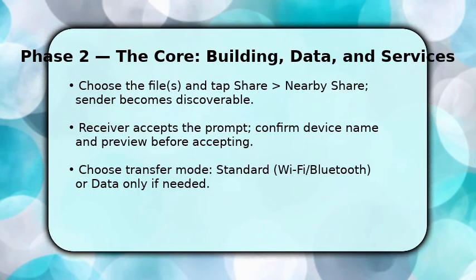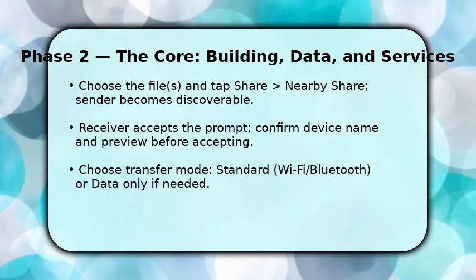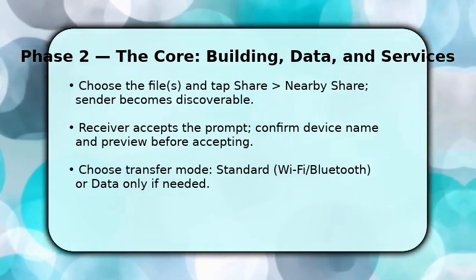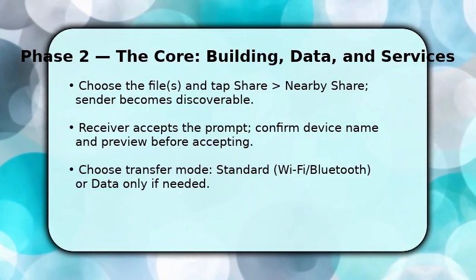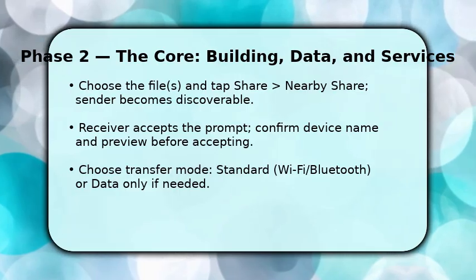After selecting Share, Nearby Share makes your device discoverable to nearby phones. On the receiving device, watch for the incoming prompt and confirm the shown device name and preview. This prevents sending to the wrong person.